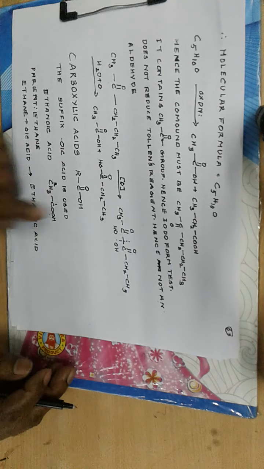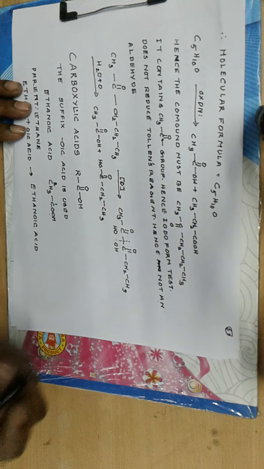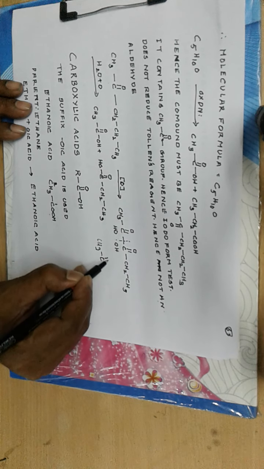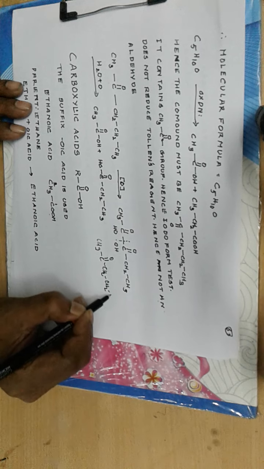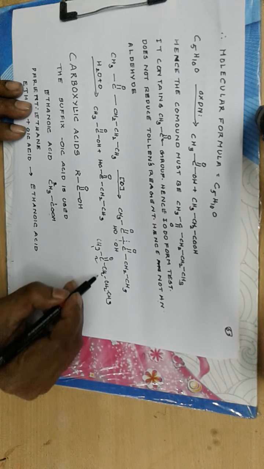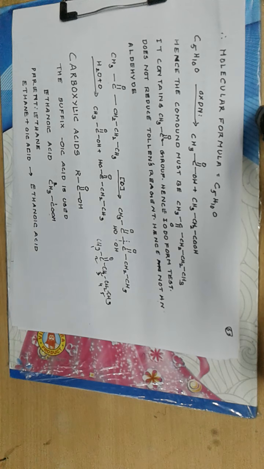So the compound may be CH3, CO, CH2, CH2, CH3. That is the inference. And this is pentan-2-one. That is it. Now coming to another topic, carboxylic acids, general formula RCOOH.